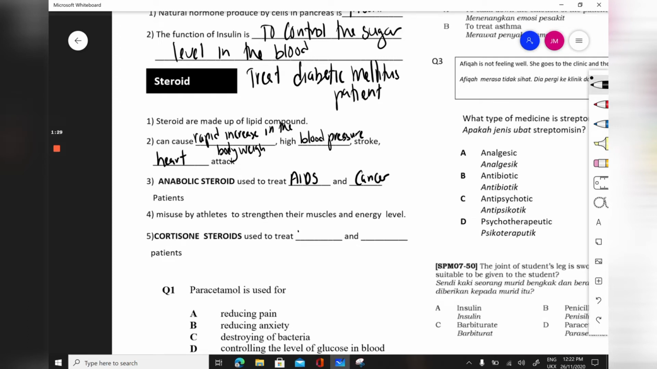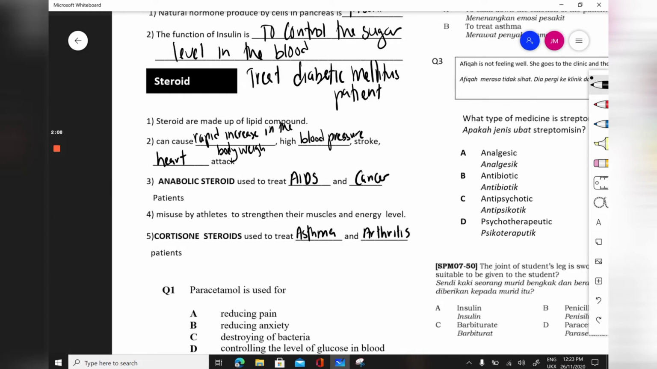We move on to the next example of steroid, known as cortisone. Cortisone is used to treat asthmatic patients, and also arthritis. Arthritis is a joint pain.